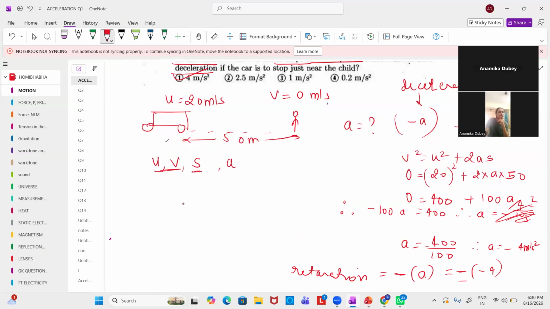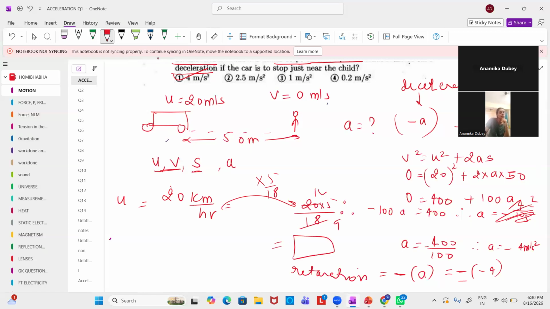Now let me ask you one important question. What would have happened if the speed was 20 kilometer per hour? In this case, you have to convert by simply multiplying by 5 by 18. 20 into 5 by 18. When you solve this, you are going to get 2 nines are 18, 2 tens, and it will be 50 by 9 meter per second.